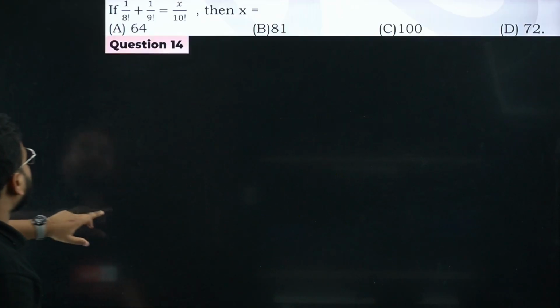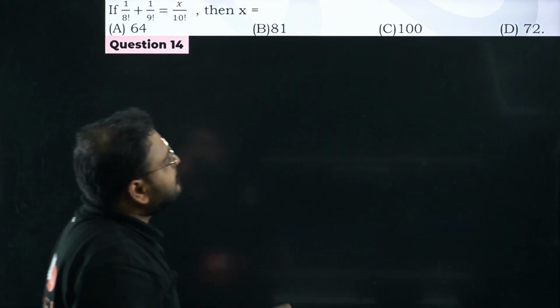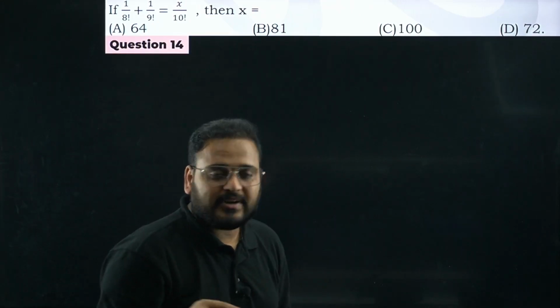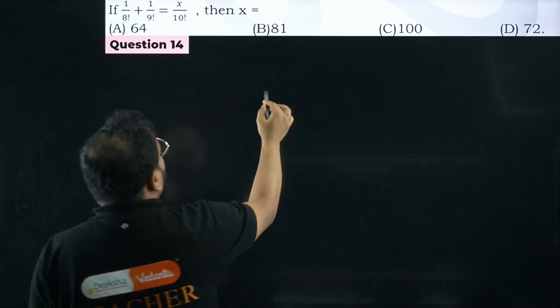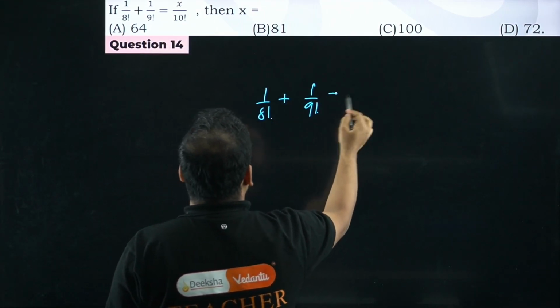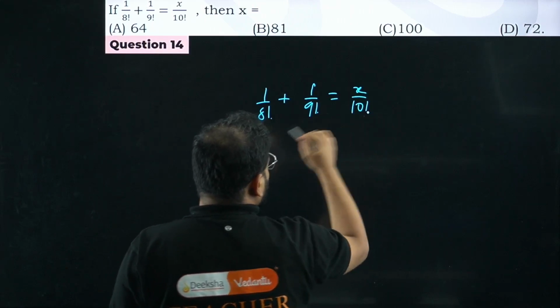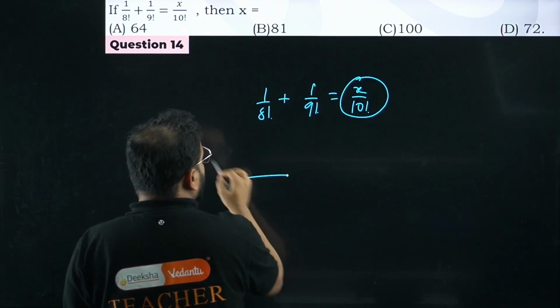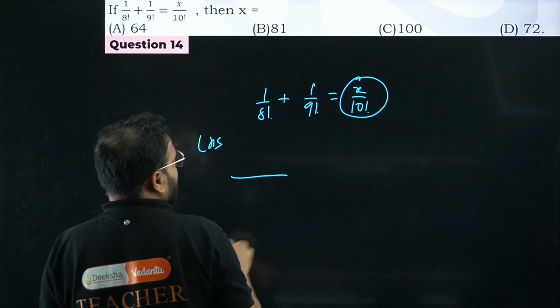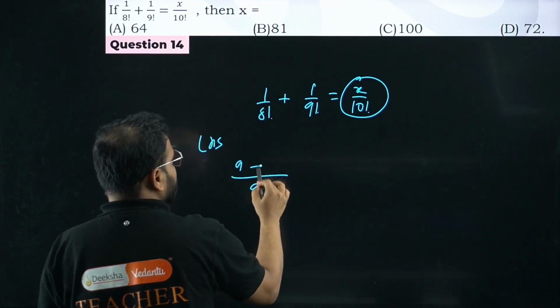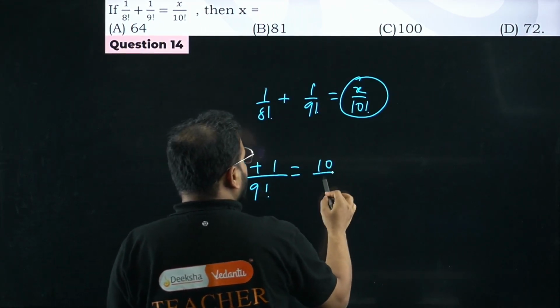Moving on to question number 14. Okay, similar question I've done in your model paper as well, right? So I hope you can solve this as well. Over here, 1 by 8 factorial plus 1 by 9 factorial equals x upon 10 factorial. Forget about the RHS part right now. Let's focus on the LHS. LCM is what, bacha? 9 factorial. I have to multiply here with 9. This is just 1. I get here 10 by 9 factorial.